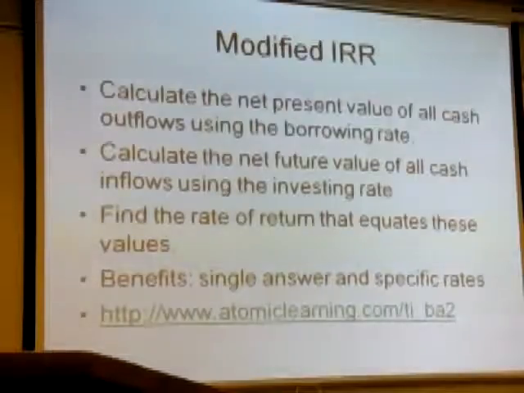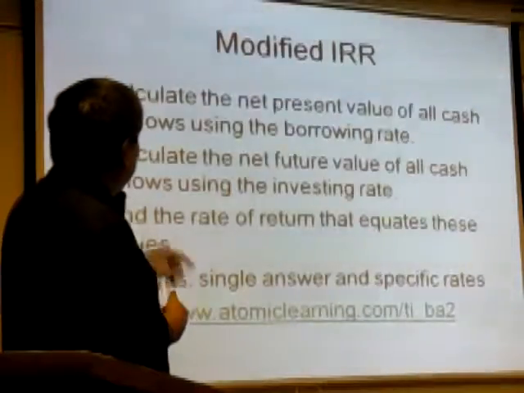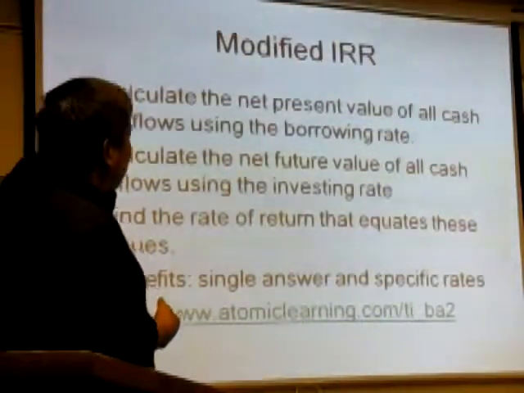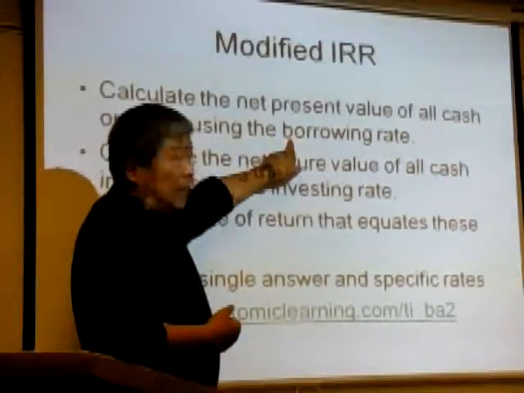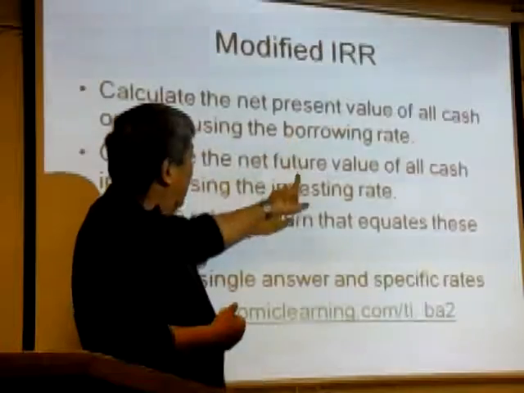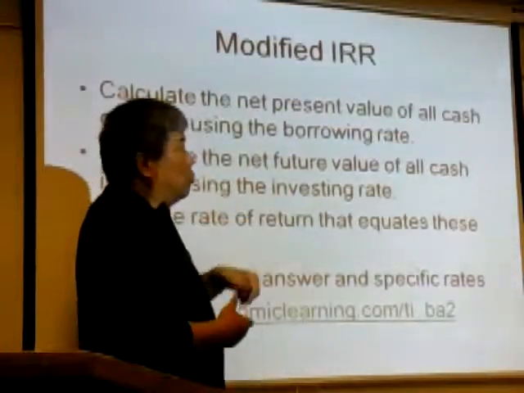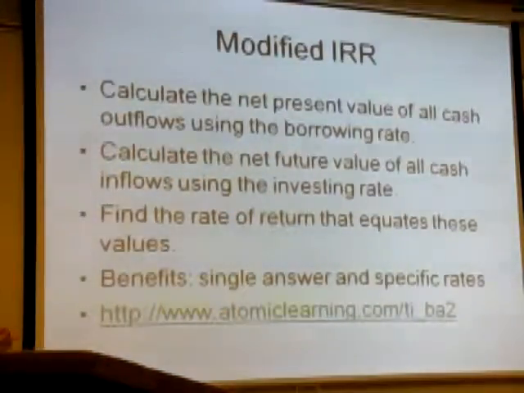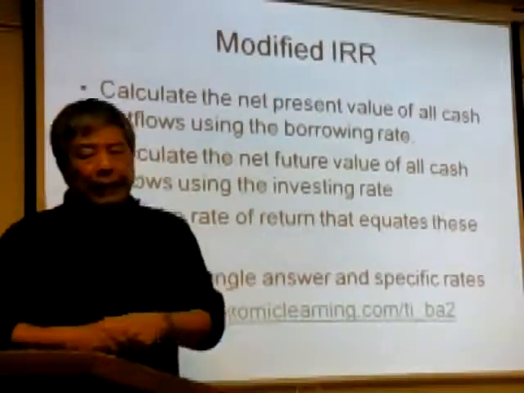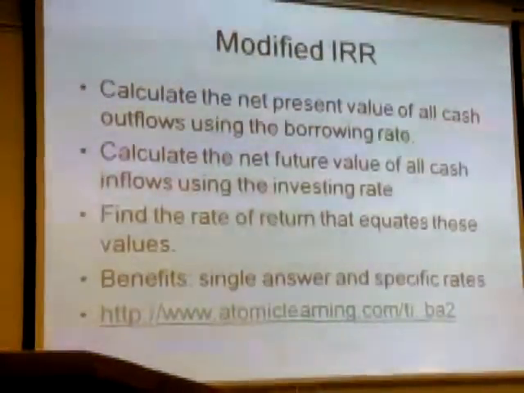But in real life, the cash flows are not necessarily reinvested at the initial financing cost. You might invest in a different way. How do I do that? That one is called the modified internal rate of return.